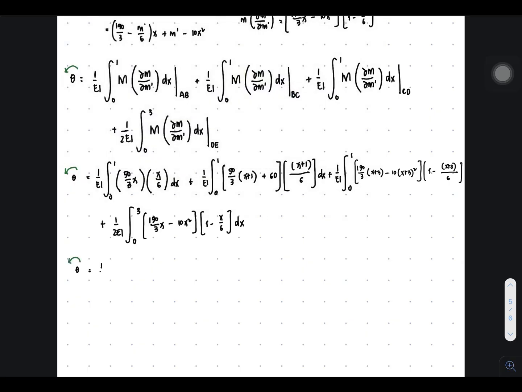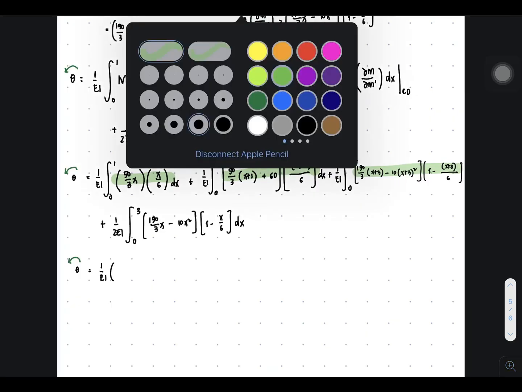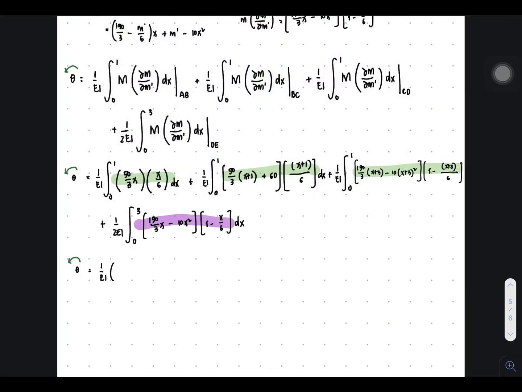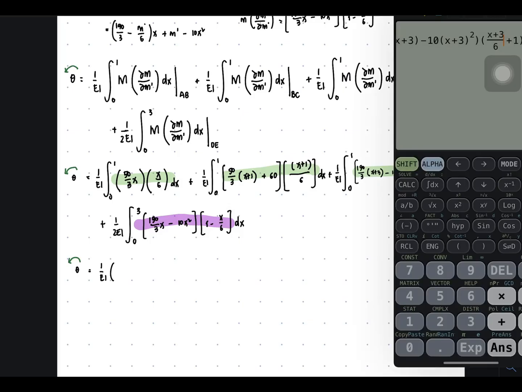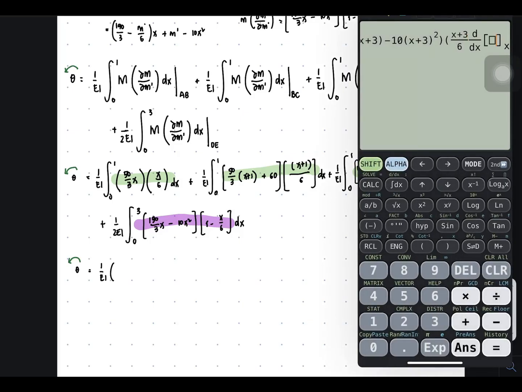let us have the 1 over EI for all the terms. So kani siya 1 over EI ni sila tanan except sa kani. This is 1 over 2 EI. So let's start.